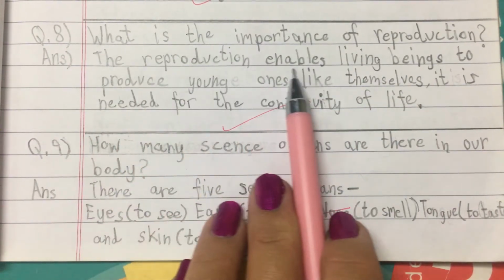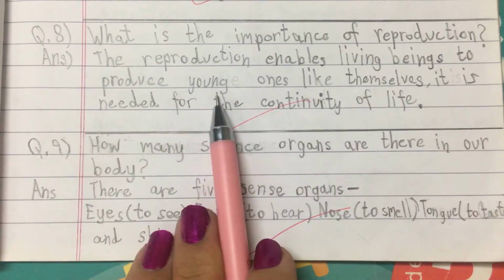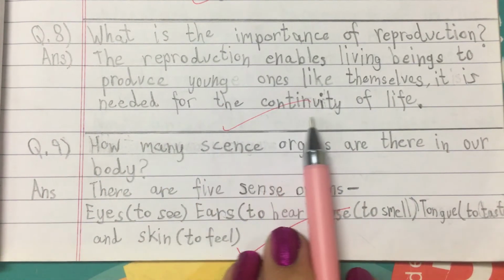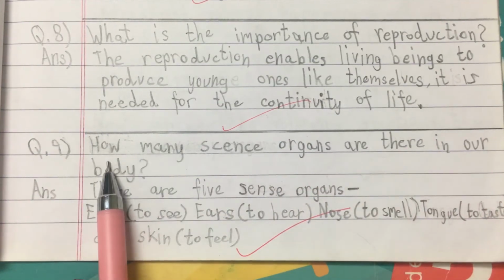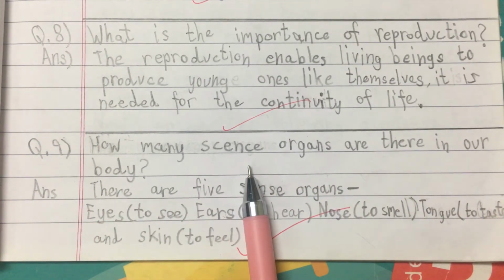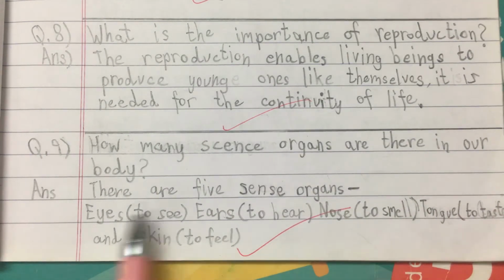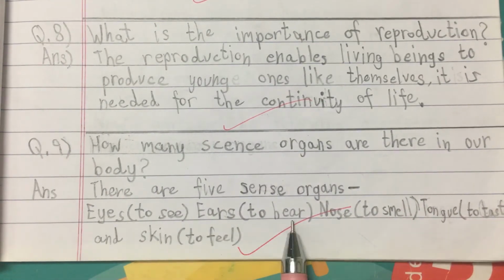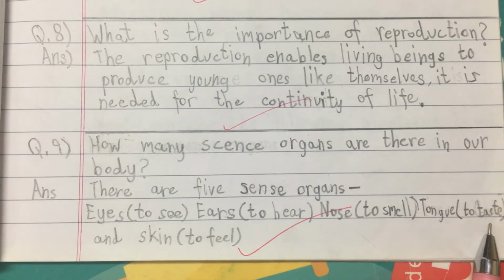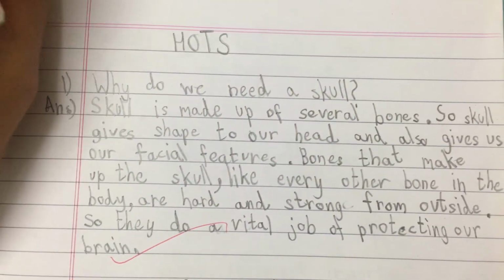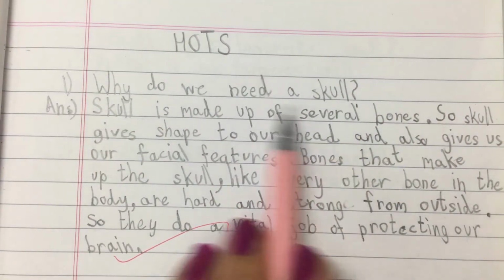The next question is, what is the importance of reproduction? The reproduction enables living beings to produce young ones like themselves. It is needed for the continuity of life. And how many sense organs are there in our body? There are 5 sense organs: eyes to see, ears to hear, nose to smell, tongue to taste, and skin to feel.